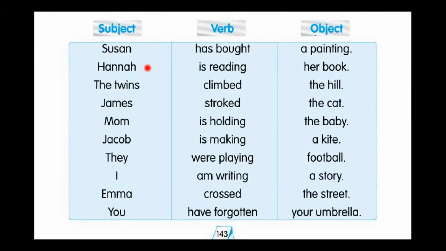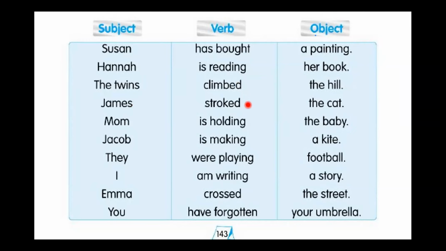Now next, Hannah, read the sentence with me. Hannah is reading her book. Hannah is the subject, is reading is the verb, her book is the object. The twins climb the hill.